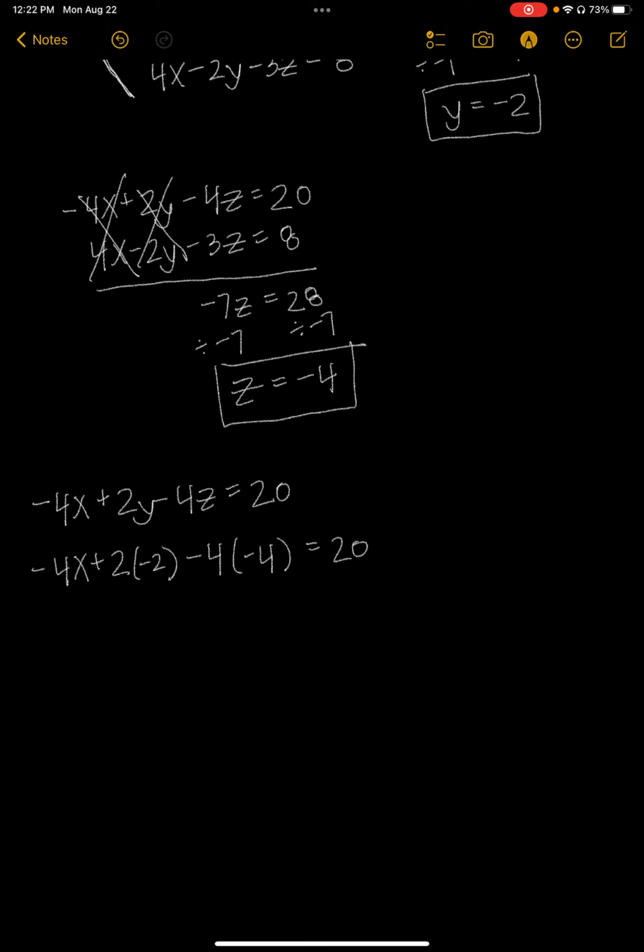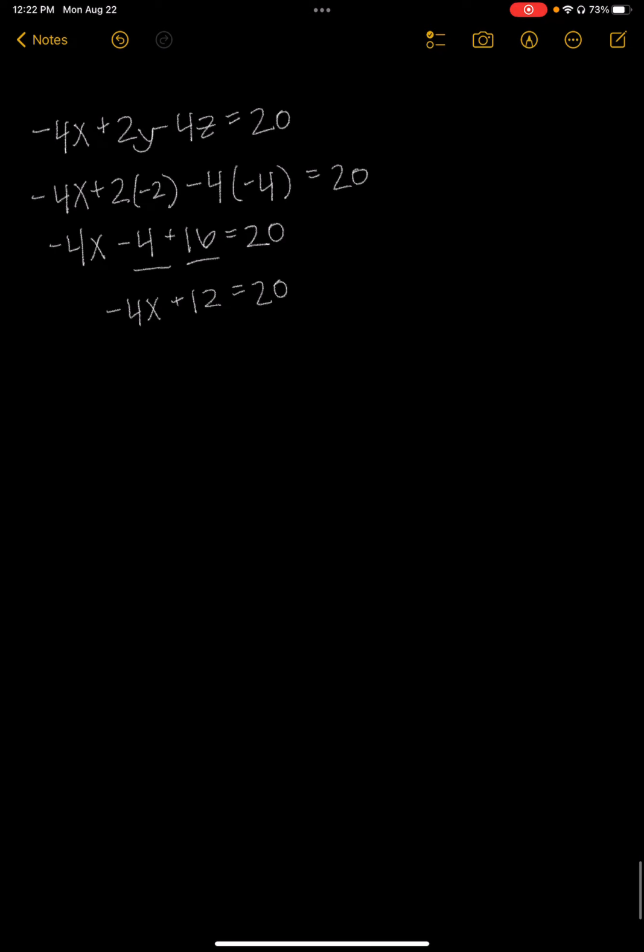Now let's simplify this. So we've got -4x minus 4 plus 16 equals 20. Now we can combine those two like terms, which gives me -4x plus 12 equals 20. Now, to get the x by itself, we're going to subtract 12 from each side. We get -4x equals 8, and then divide by -4 on each side. We end up with x is equal to -2.